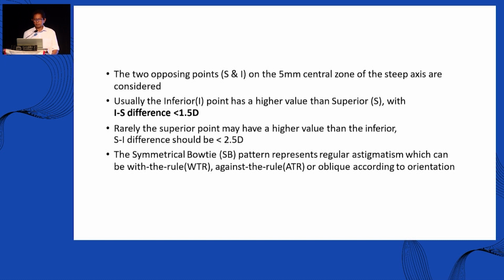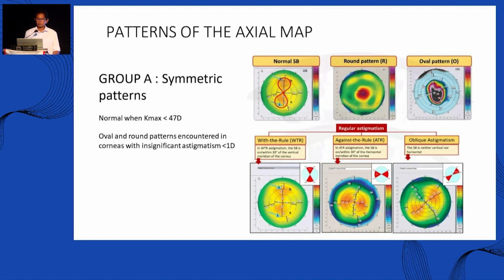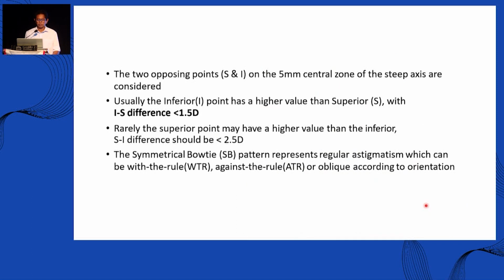Then symmetrical bow tie patterns represent regular astigmatism. It can be with the rule or against the rule. So these are symmetric values. So you can see normal symmetrical bow tie, a round pattern or an oval pattern. These are normal when the Kmax is less than 47. Round and oval patterns are seen in patients who have less astigmatism. So if you have high astigmatism, with the rule will appear like this. Against the rule is somewhat like this, and an oblique one. These can be normal if the Kmax is less than 47.